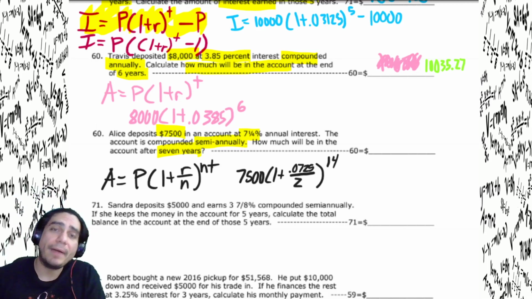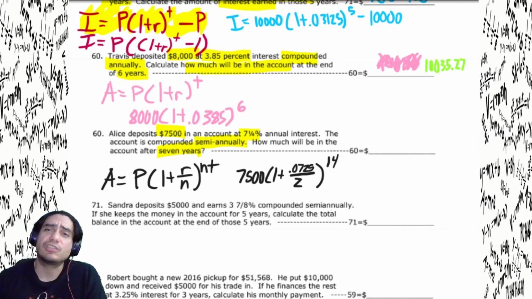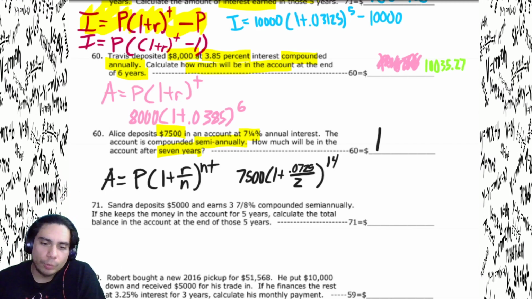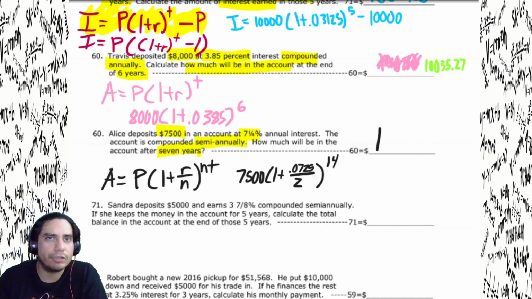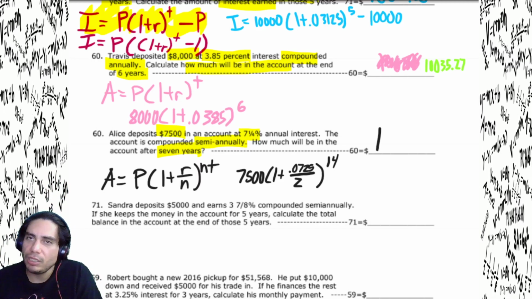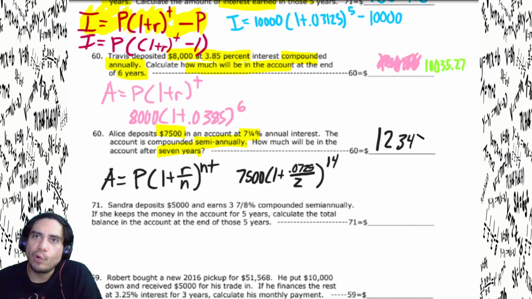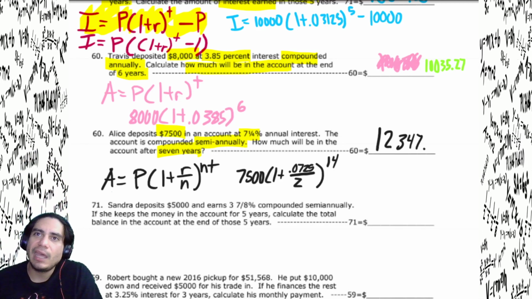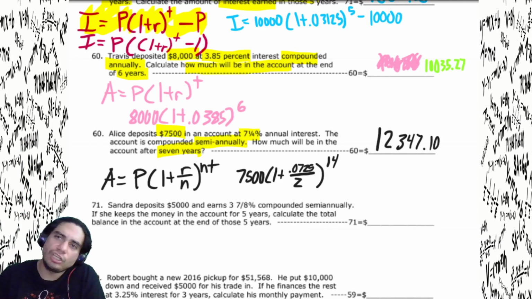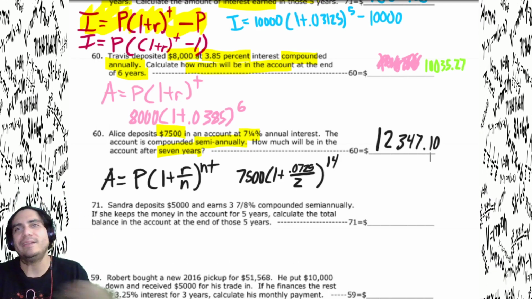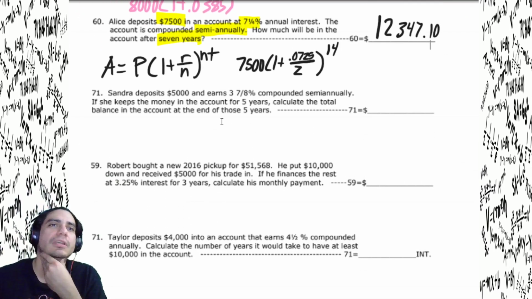We don't care about the interest. We want what's in the total account right now. And see, that wasn't that bad. We almost doubled that 7,500. 7,500, 7 years, it grew to $12,347.10. Notice you could have put 9 cents, but it's 9 cents with 7/10 of a cent, so I go ahead and round that to 10. Okay.